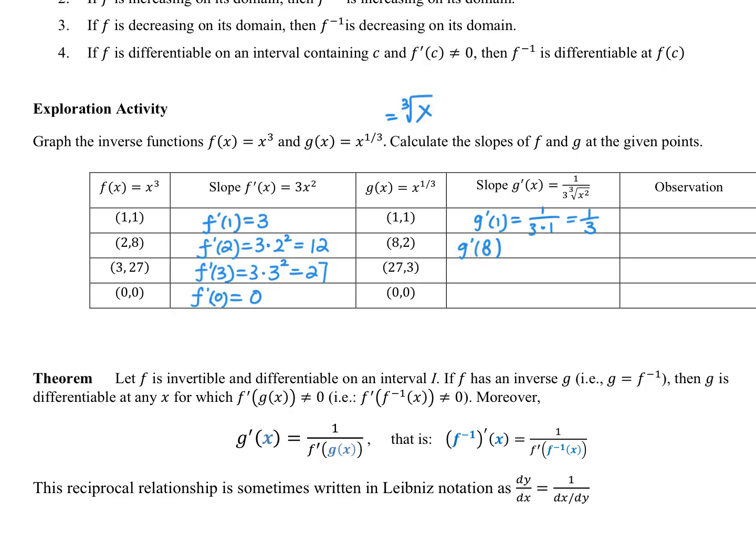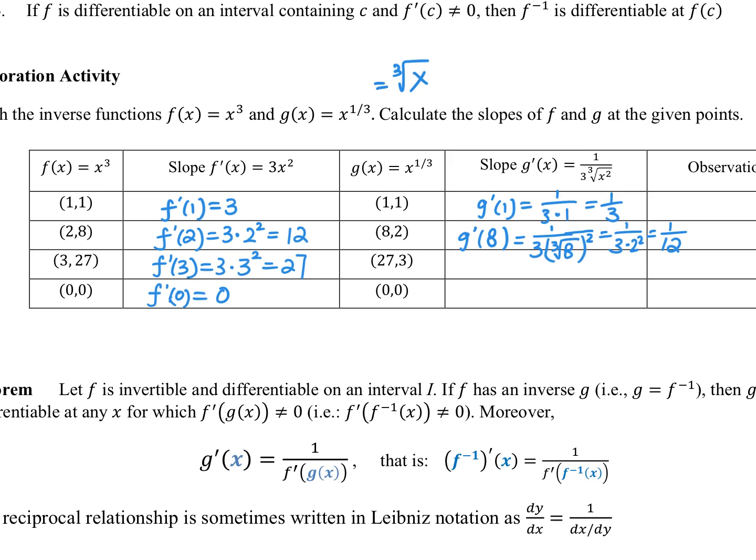8 is f of 2, equals 1 over 3 times cube root of, actually I would prefer the cube root of 8 and then square. You can do that, okay? Which is 1 over 3 times the cube root of 8, which is 2, so times 2 square, which is 1 over 12, right? 3 times 2 square. And continue to the next one.